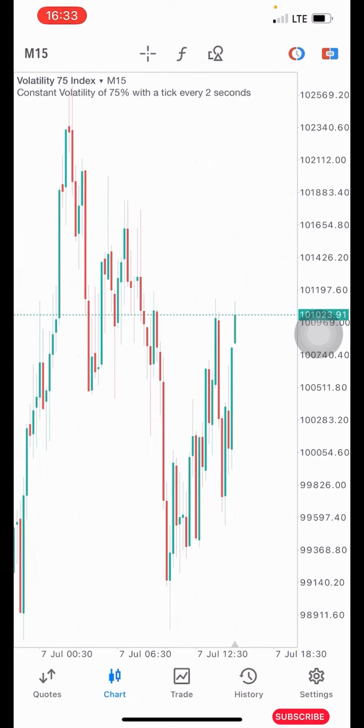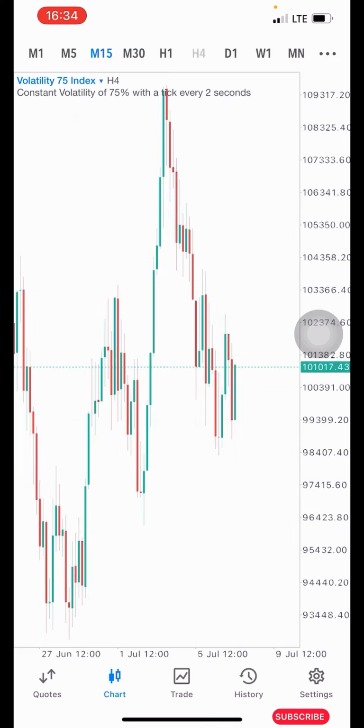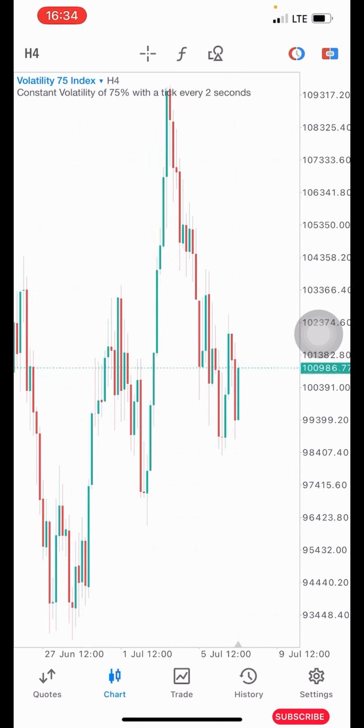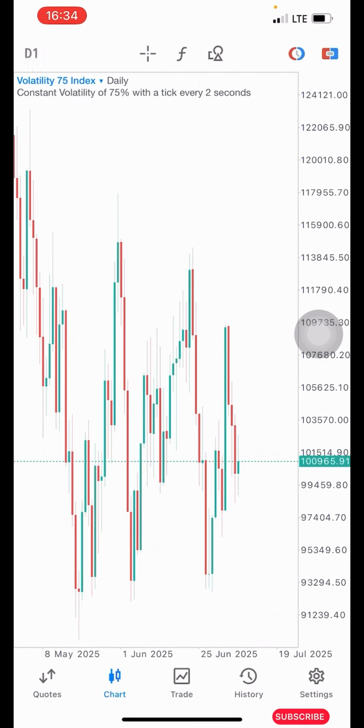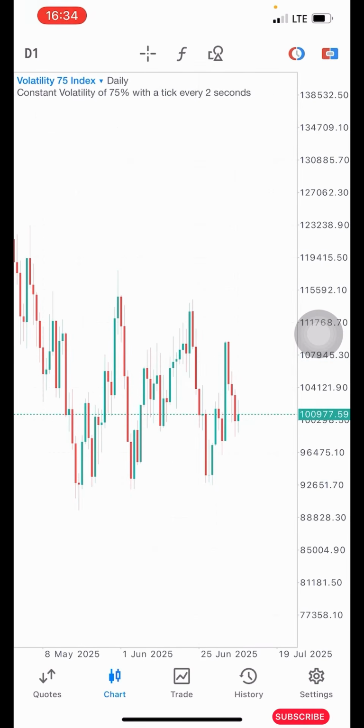Okay, so I'll head back to the higher time frame to do the analysis. In this video I'll be starting from the 4 hours time frame, or the daily time frame. I'll go to the daily to see the overall movement of the market, and then I'll walk it down to the 15-minute time frame for my entry confirmation.